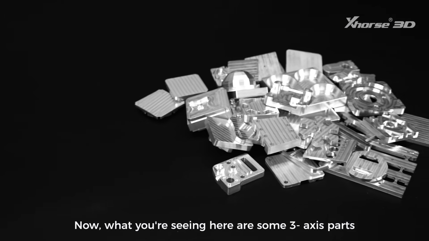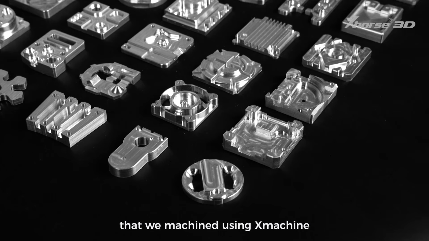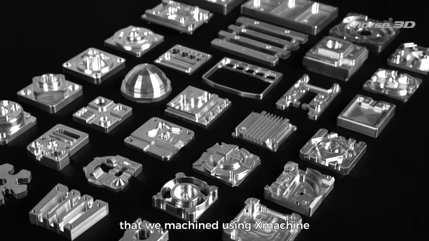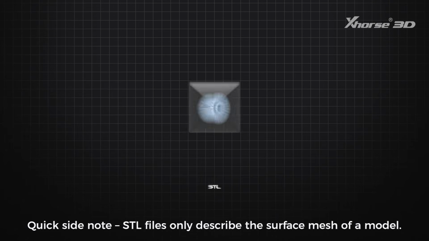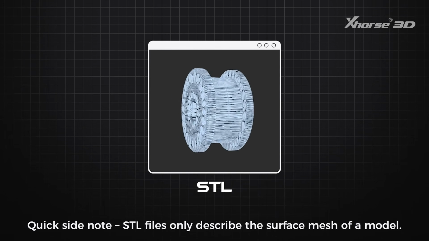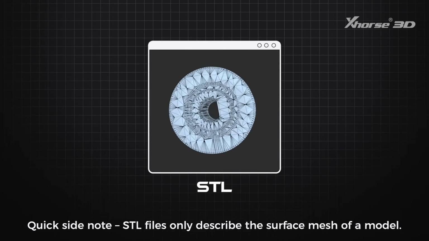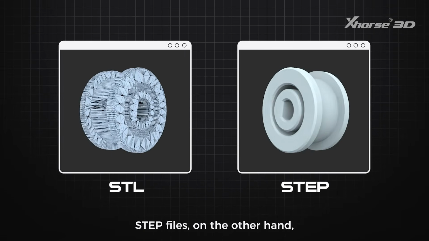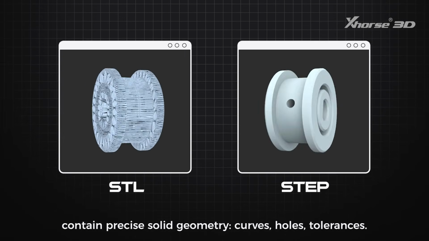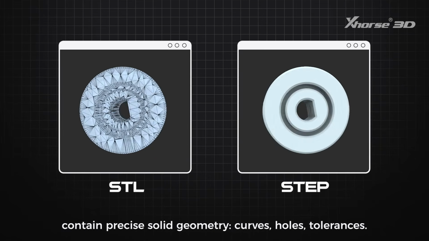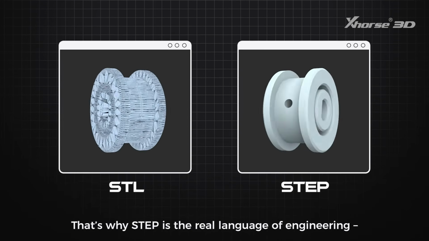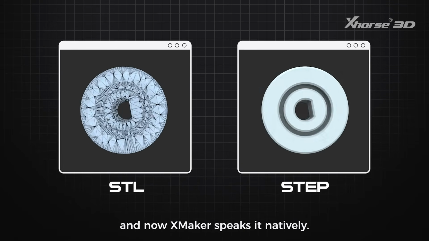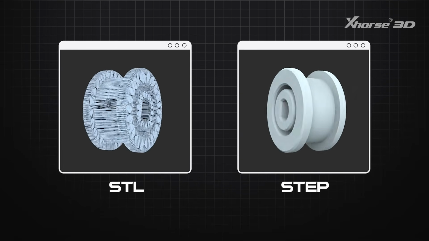Now what we are seeing here are some 3-axis parts that we machined using Xmachine with Xmaker's automatic toolpath generation. Quick side note, STL files only describe the surface mesh of a model. Step files, on the other hand, contain precise solid geometry, curves, holes, tolerances. That's why step is the real language of engineering. And now Xmaker speaks it natively.